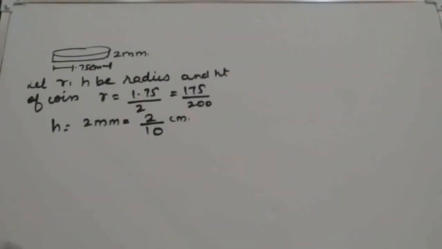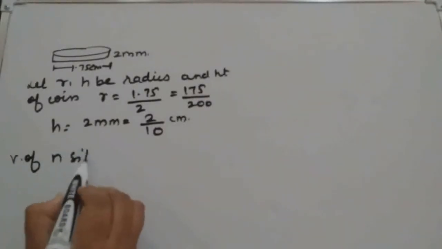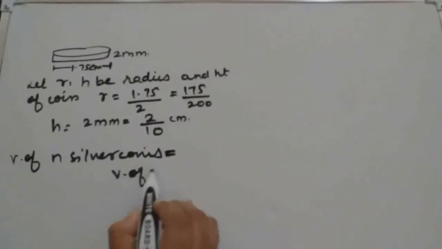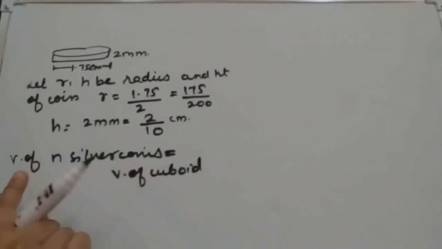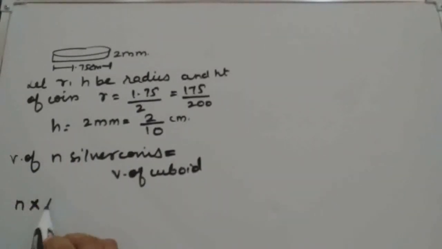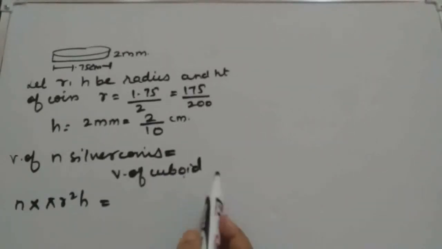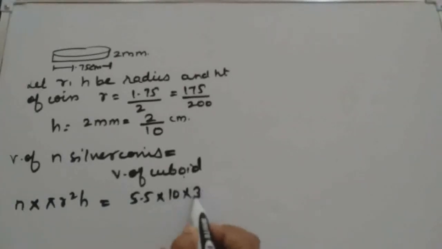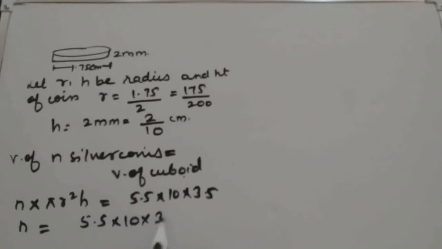See, volume of n silver coins is equal to volume of cuboid. Volume of n silver coins means n into volume of one coin. Volume of one coin will be pi r square h, and volume of cuboid is l b h, that is already given: 5.5, 10 and 3.5. So n we should find, isn't it? So 5.5 into 10 into 3.5.